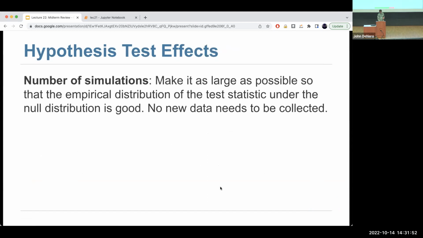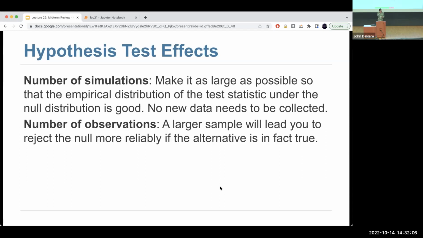Okay. The number of simulations, what's the effect? Make it as large as possible. So the empirical distribution of the test statistic under the null is very similar to the theoretical distribution. You don't need to collect new data. You just need to wait, and computers are fast. So make your number of simulations large. The number of observations, here's the trade-off. A larger sample leads you to reject the null more reliably if the alternative is true, but a larger sample typically costs more money, so you've got to decide how much money you're willing to spend. Larger samples are better.